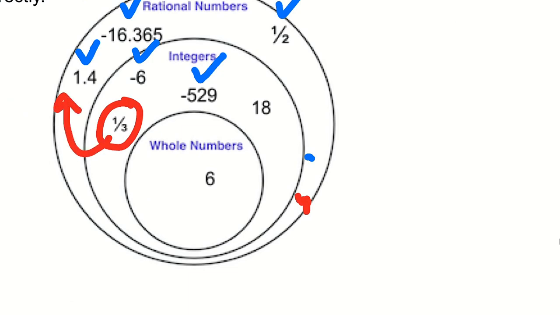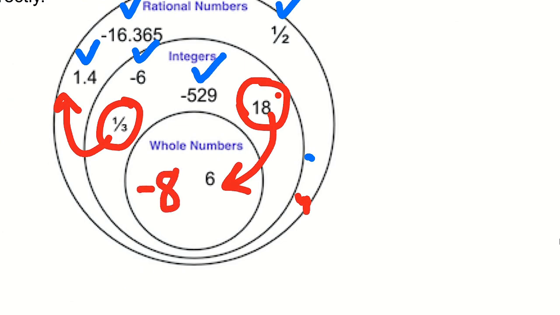And then 18, it is an integer, but we can classify that one even further because it's positive. We can put that one as a whole number. And then I think on your packet there's an extra number, negative 8. That one is the last one that's not placed correctly because we can't have negatives in the whole numbers. Whole numbers are only positives. So this guy's got to move out to integers.